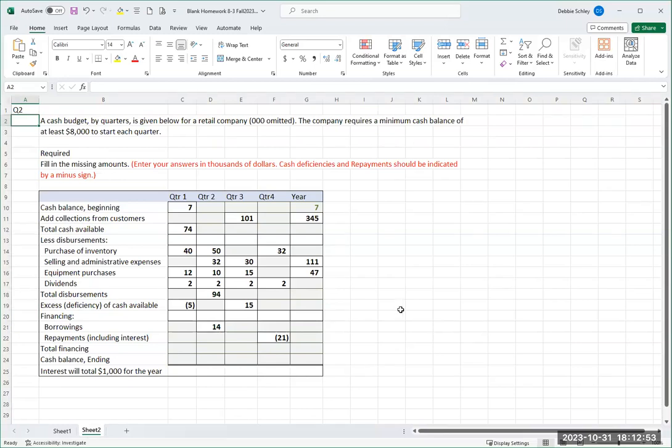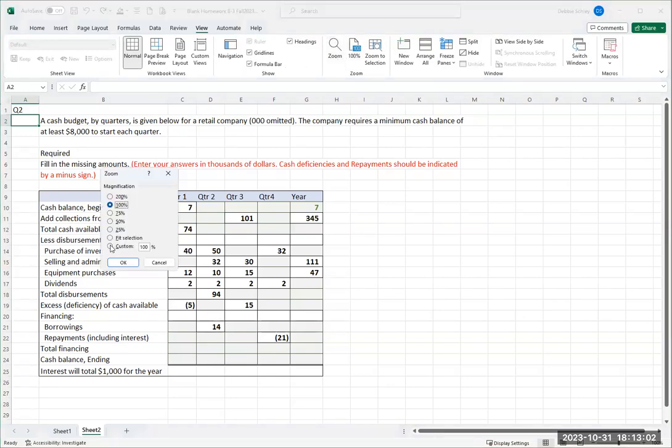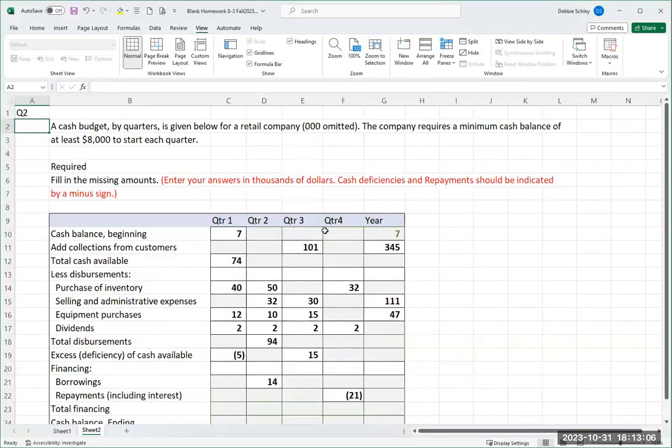Now, question 2. I'm going to make this just a little bit bigger so that it's easy for you guys to see what I'm doing. Okay.